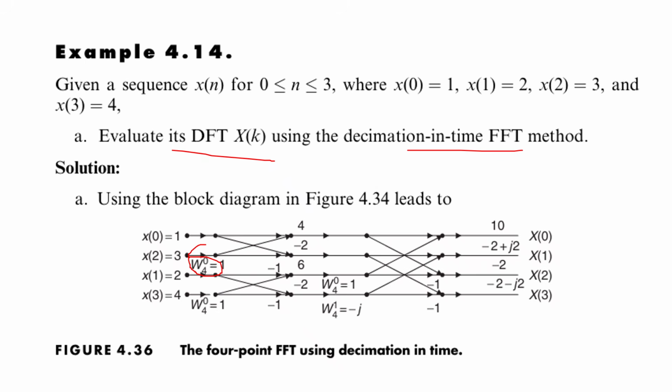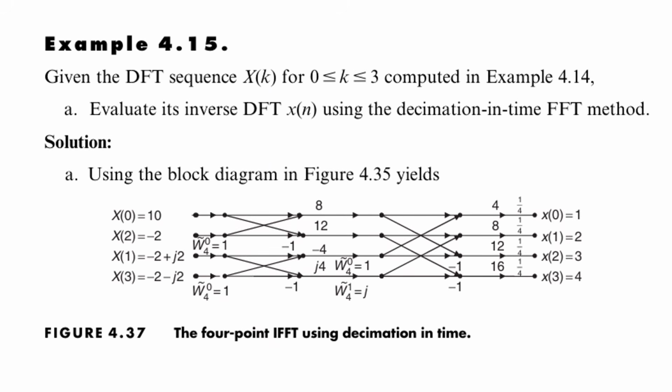The other things are almost the same, right? So you are just going to multiply and then add, and then you will get the final values. Same process here again. This is another example for this. So find its inverse DFT using the decimation in time FFT.